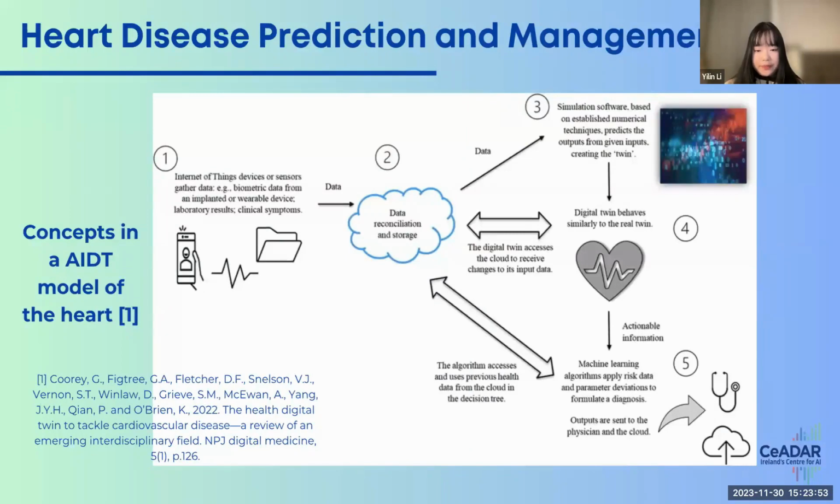for the patient. So this digital twin model is a powerful tool in the fight against cardiovascular disease. It allows us to predict, manage, and personalize patient care in a way that was previously impossible.